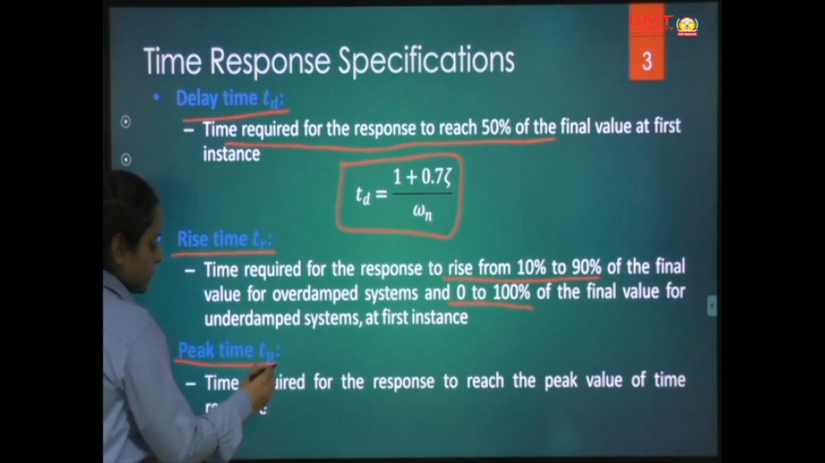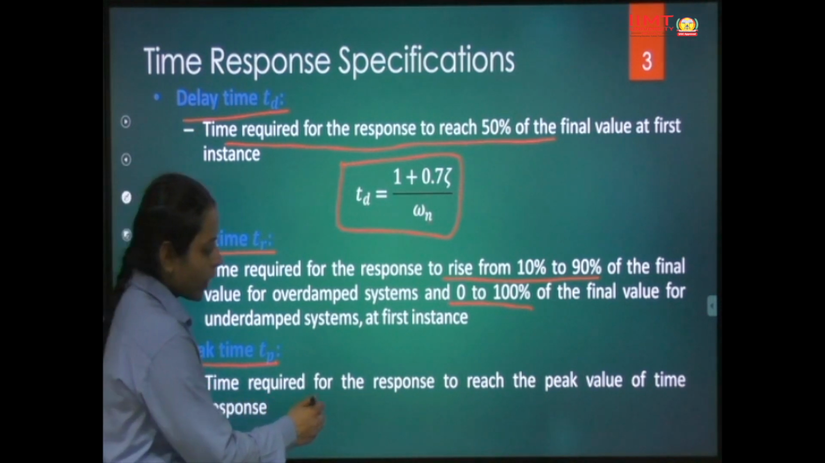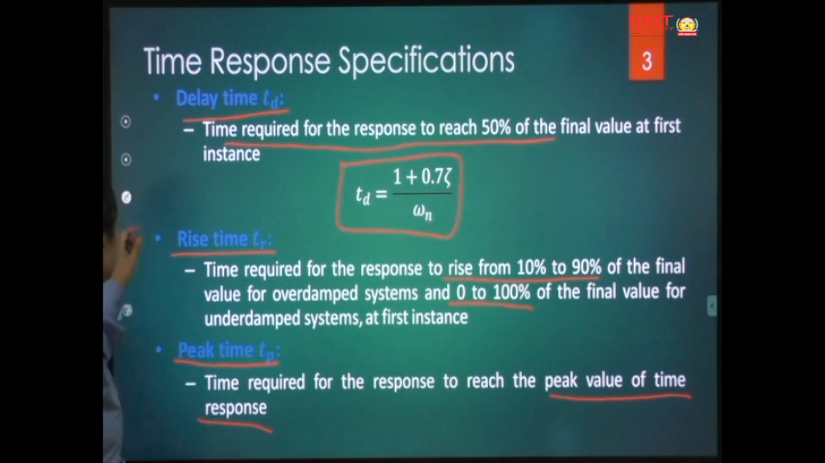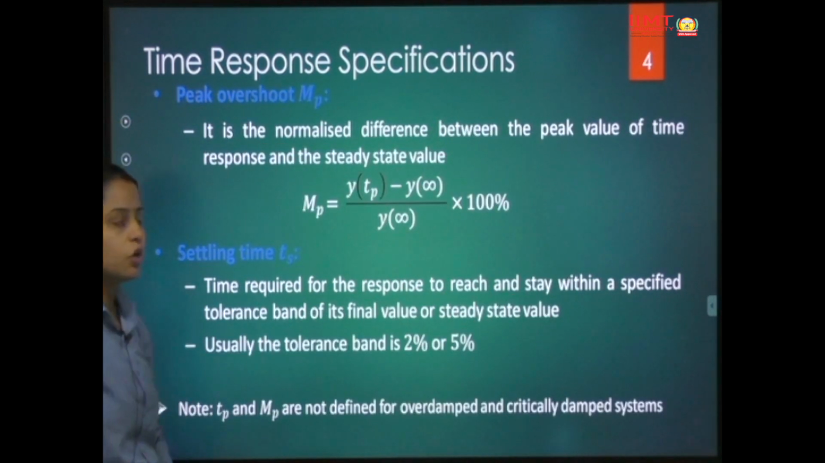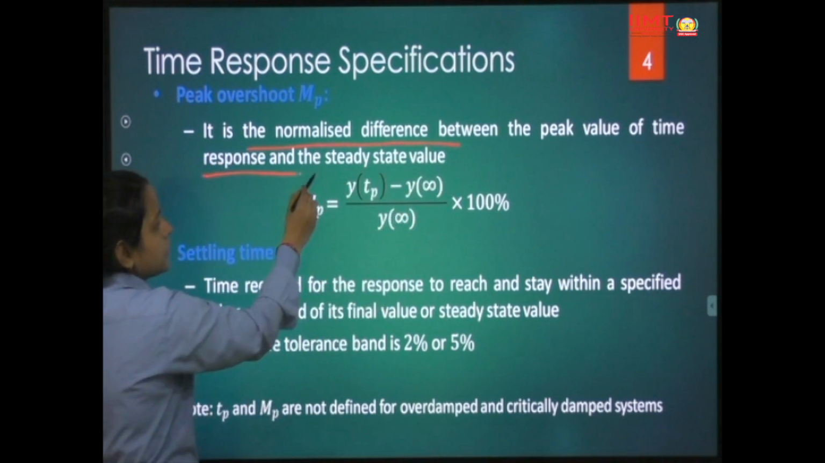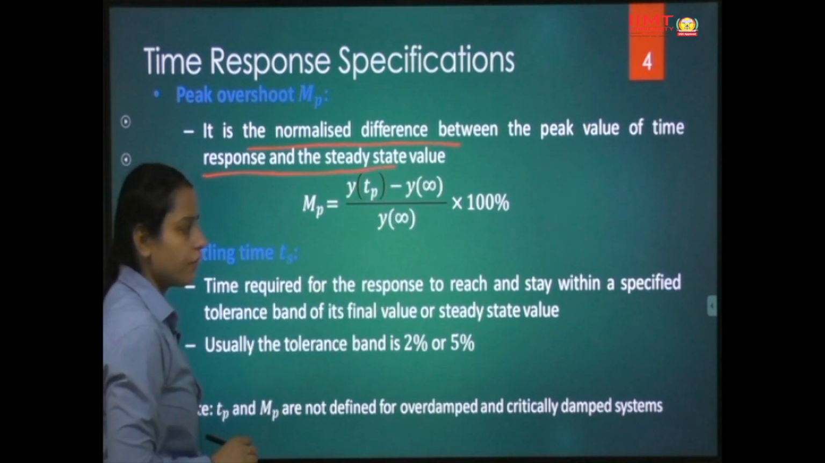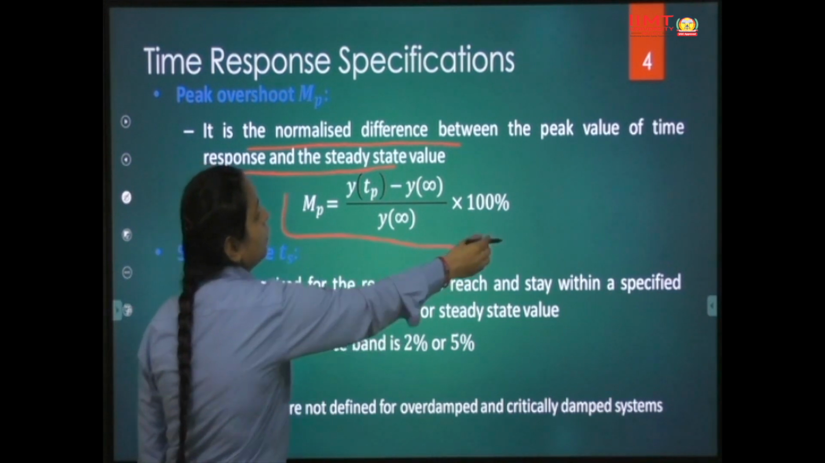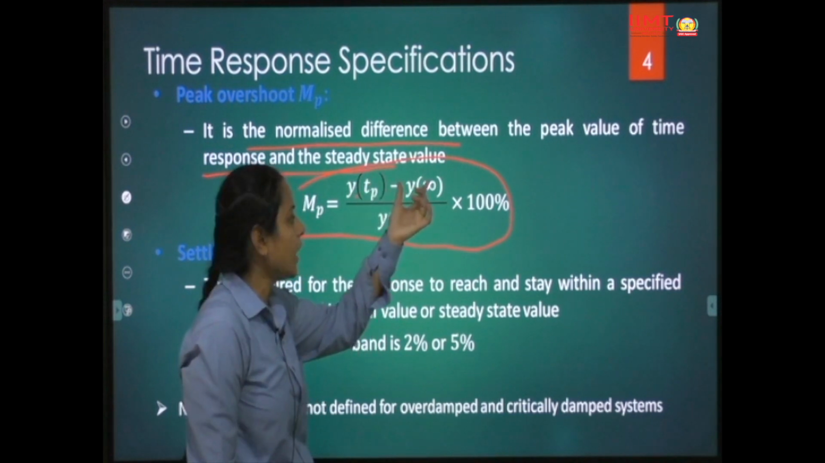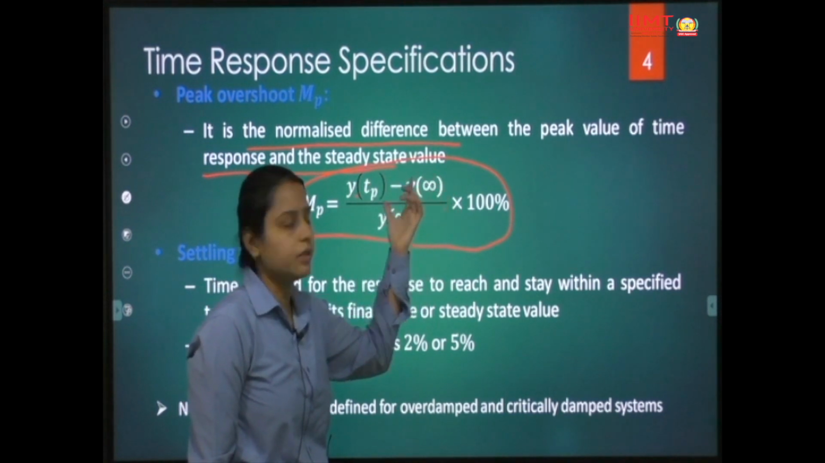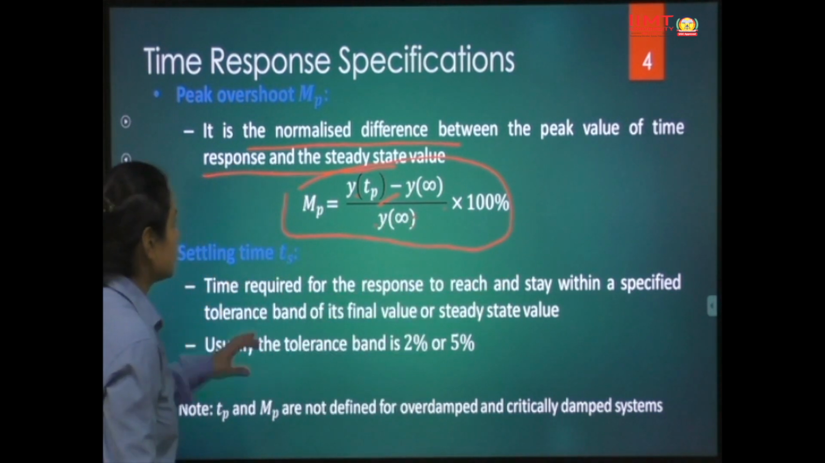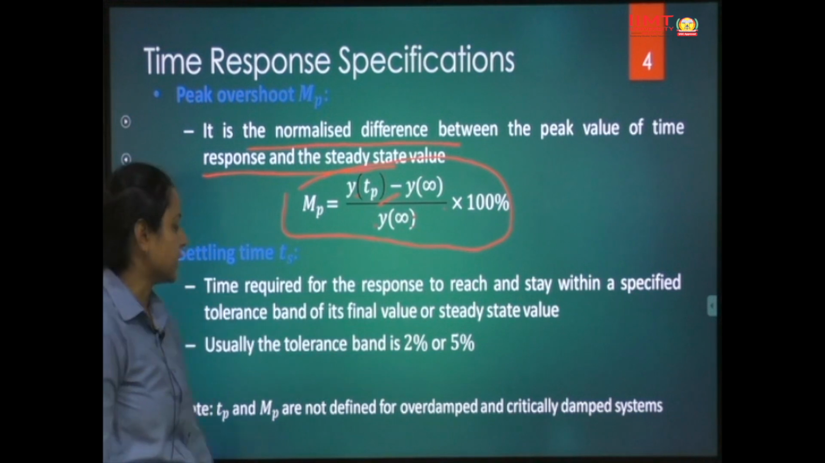Another one is peak time. The time required for the response to reach the peak value of the time response is called the peak time. Another one is peak overshoot. It is the normalized difference between the peak value of the time response and the steady state response value. So Mp equals y at tp, the peak value of y, minus y at t equal to infinity, divided by y at t equal to infinity, into 100. So it is always calculated as a percentage.